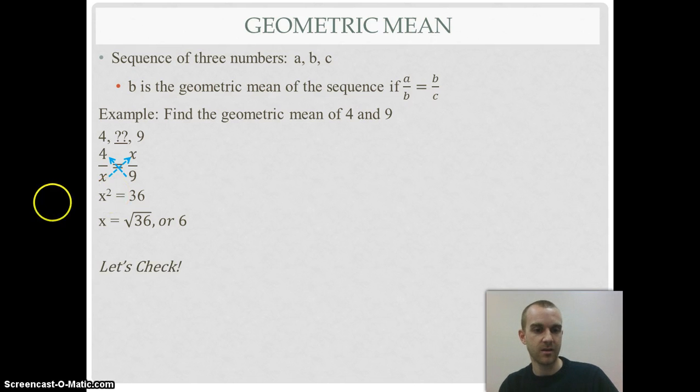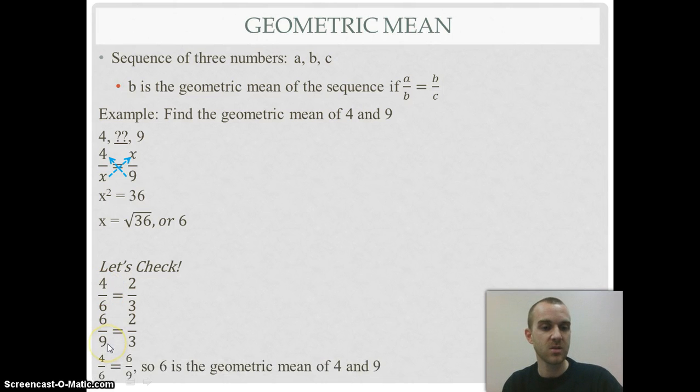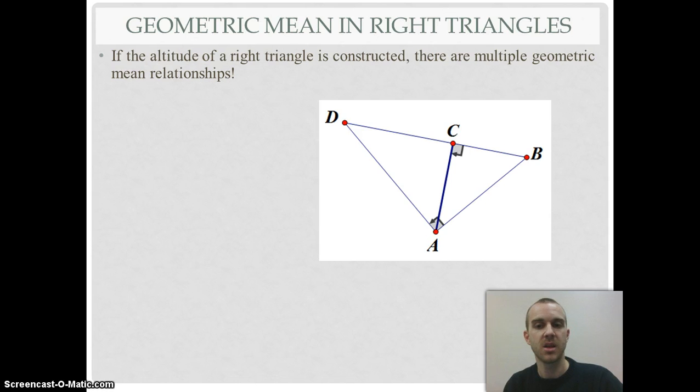Now we can check that. 4 over 6 is 2/3. 6 over 9 is 2/3. Both ratios equal 2/3, so I know that 4 over 6 equals 6 over 9, so 6 has to be the geometric mean. Now where do we use this? Say that we have a right triangle, and it has to be a right triangle, and we draw in the altitude on that right angle. An altitude is just the perpendicular distance from the angle to the opposite side.